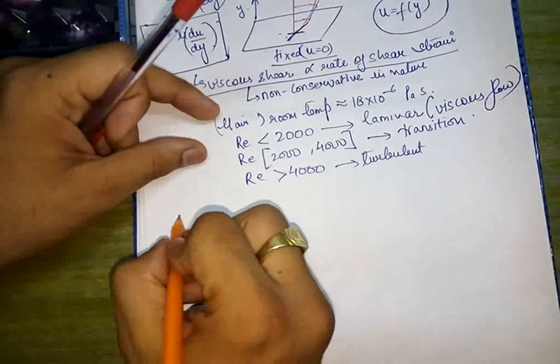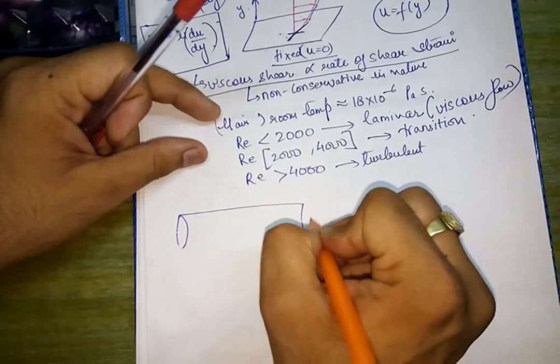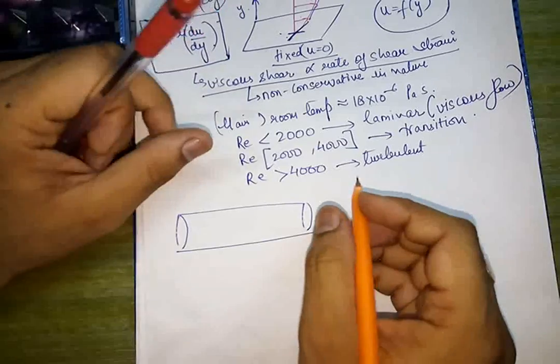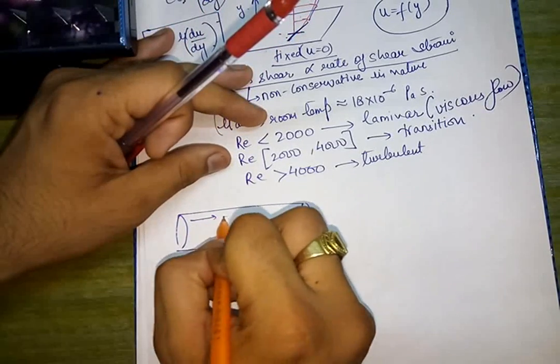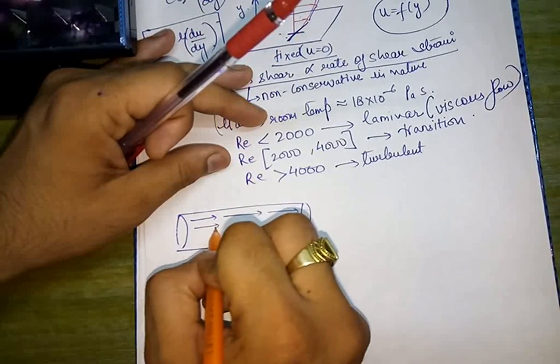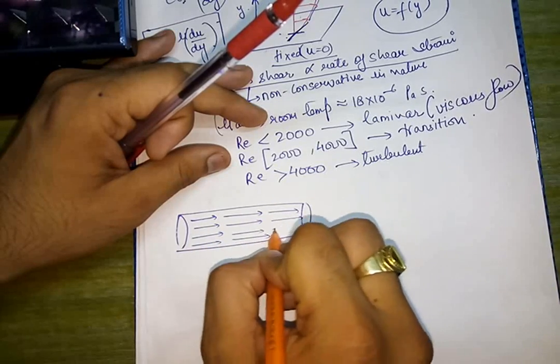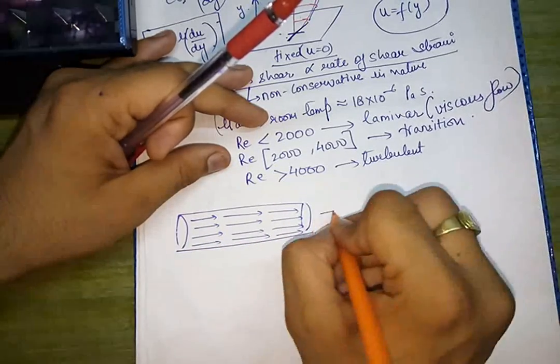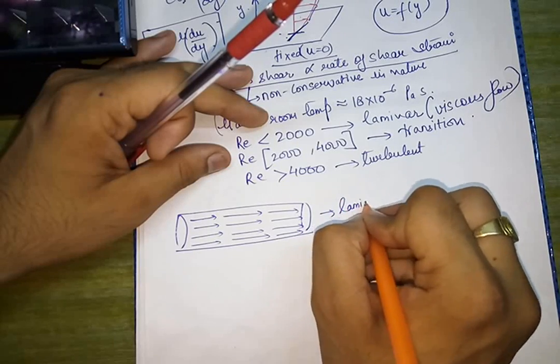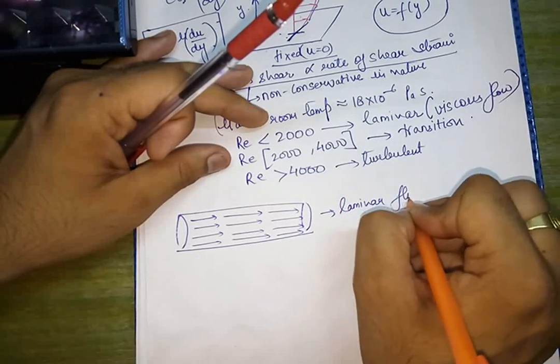Now in case of laminar flow, if we look through a pipe, the fluid particles will be moving all in the same straight line without any haphazard or zigzag motion. This is the characteristic of laminar flow.